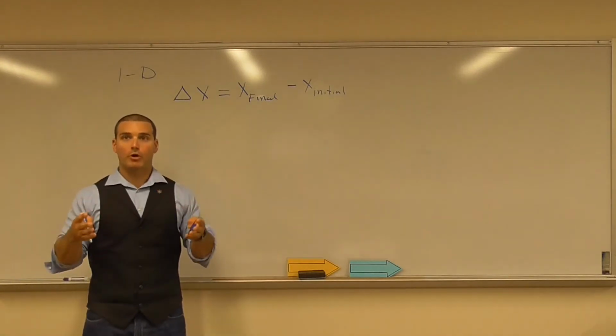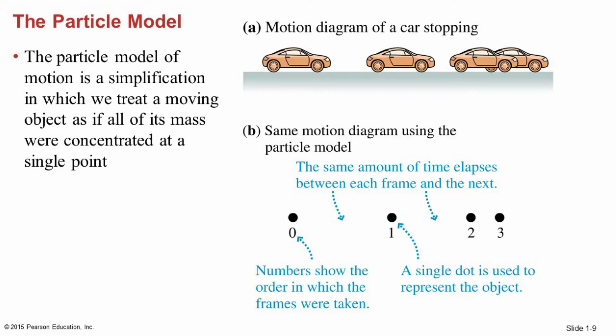We're going to use something called the particle model. In the particle model, we imagine that physical objects occur as points. We're going to represent them as points. So in figure A here, we're thinking about a car slowing down. Instead of thinking about the whole car, we think about these points. In part B, we replace the car with these points. The numbers show in what order these frames are taken. In these particle models, we assume that the time between each point is the same. That's very helpful because it allows us to think about velocities or speeds.